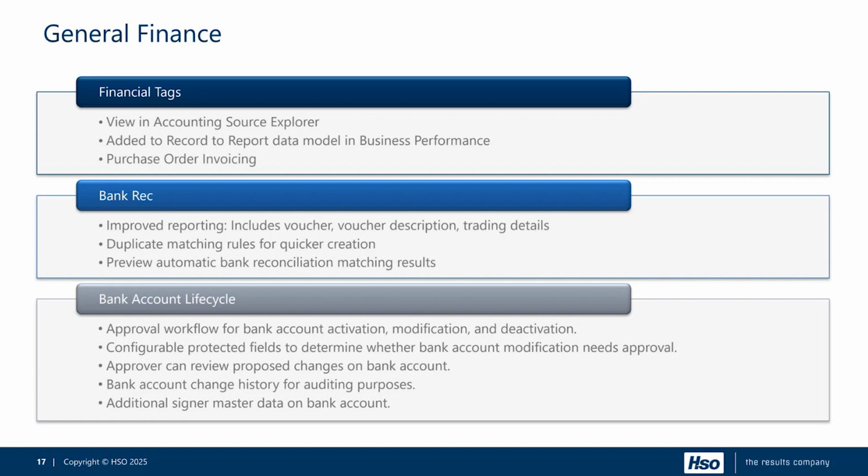And if you have matching rules, before you had to create them one by one. Now you can duplicate them. Sounds a small thing, but for people who use the matching intensively, this will be quite a time saver. And then you can see what the results would be. So the matching rule will simulate and preview before you actually update your bank reconciliation.